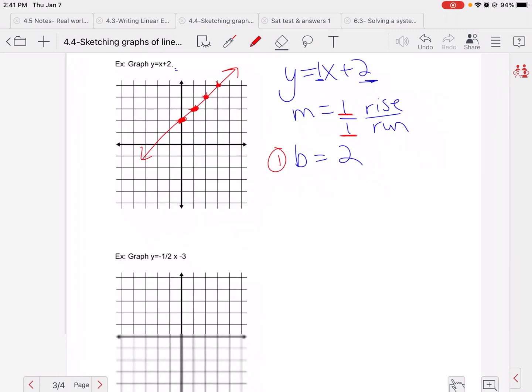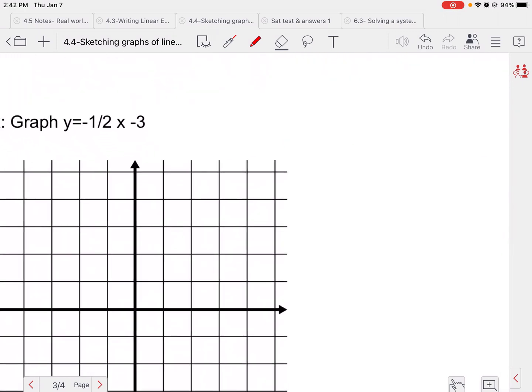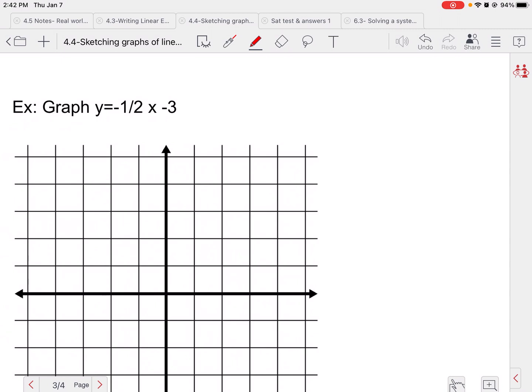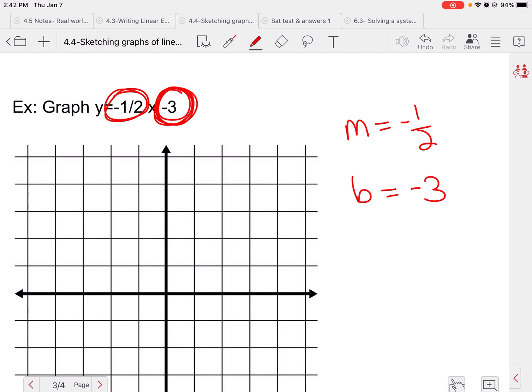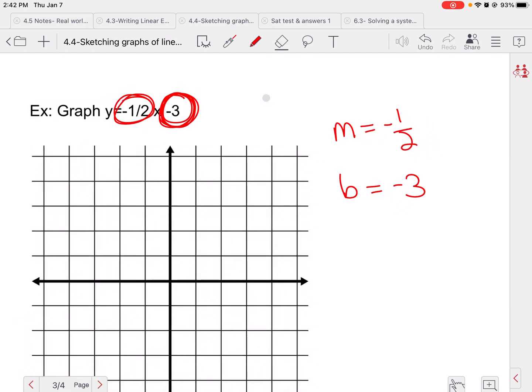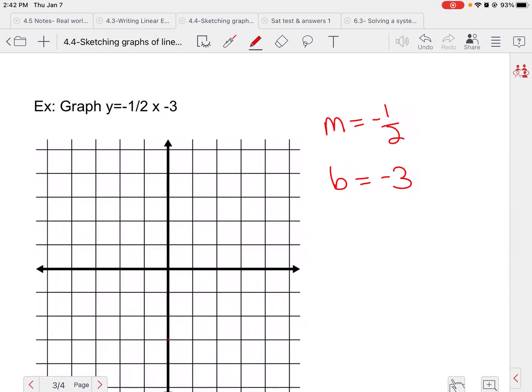Okay, let's go ahead and try this next one. So this, again, is in y equals mx plus b form, and I can see that my m is negative 1 over 2, and my b is negative 3. Remember, when we are looking at the y-intercept, we always want to make sure we take the sign in front. Same thing with slope. Okay, so we have y equals mx plus b, and we found m and b. Again, we start by plotting b, which is negative 3 in this case, so we're going to go down 3 on the y-axis. Again, we always start from the origin when we're plotting the y-intercept.